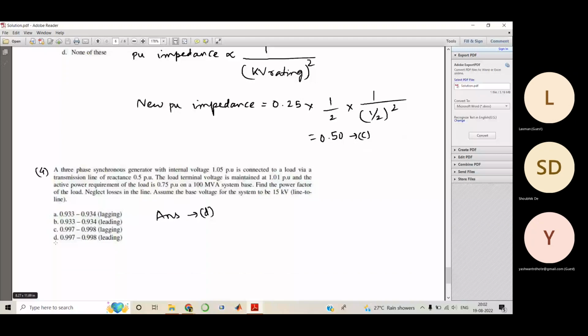They have told what is the power. What I suggest for this type of question is that you first try to draw the diagram of the whole system, and then try to solve it. First write the ratings of the different components, then find the per unit impedance, then find the current and voltage, and finally what they have tried to ask. If you do this question, the answer is option D.